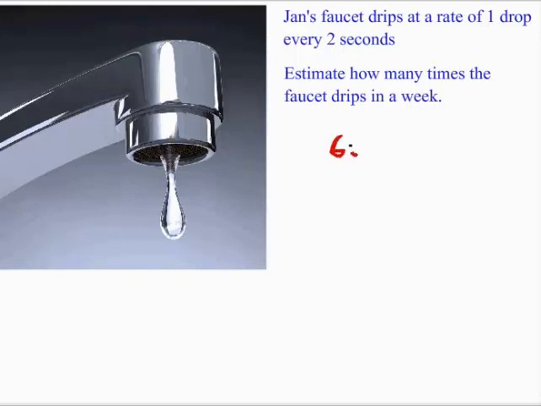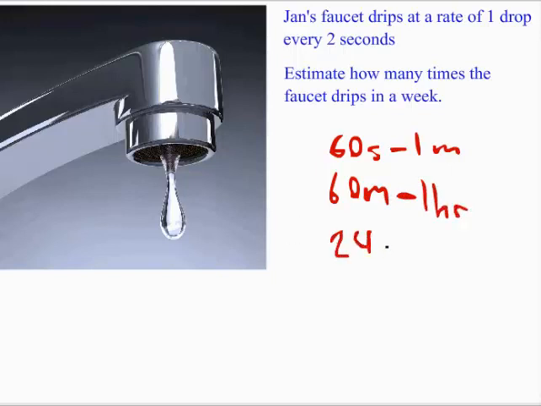We know that there are 60 seconds in 1 minute. And we know that there are 60 minutes in 1 hour. And then we know a day is 24 hours long. So to find out how many seconds we have in a day, we can multiply these three numbers, and we would get 86,400 seconds.